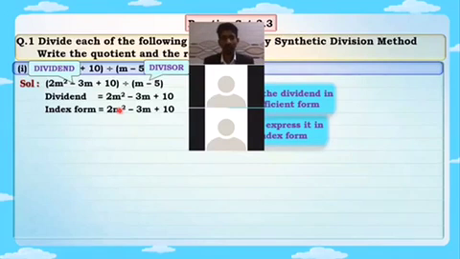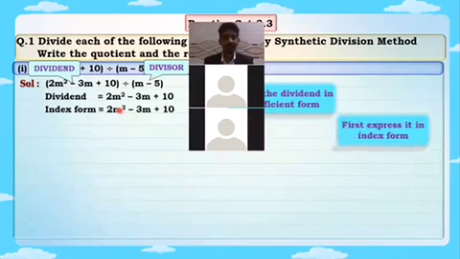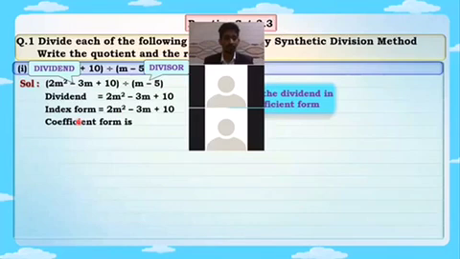So dividend in standard form, dividend in index form. Then we are supposed to write this dividend in coefficient form. Now what is coefficient form? Coefficient form means we need to write the coefficients of इंडेक्स फॉर्म. इंडेक्स फॉर्म में जो हमने डिविडेंड को कन्वर्ट किया है उसके कोएफिशिएंट्स को हम लोग को लिखना है इन राउंड ब्रैकेट सेपरेटेड बाय कॉमा along with the signs. So we have written coefficient form of the given dividend 2, -3, 10.